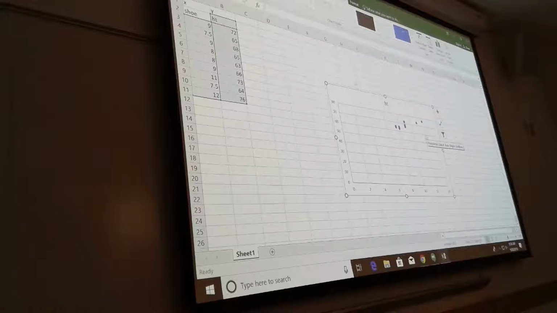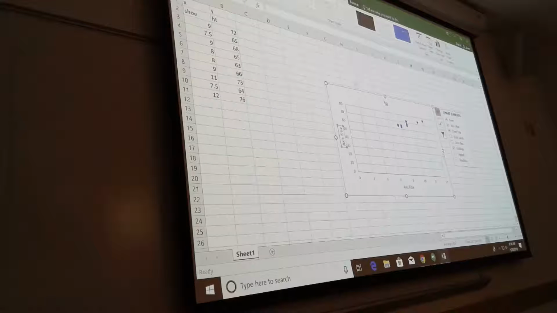How do I do axis titles? You press the plus sign. Plus sign? And you click axis title. Axis titles, what's down here? Size. Shoe size. And over here, is the height in inches? Inches. Okay, we changed the height in inches because they're new.